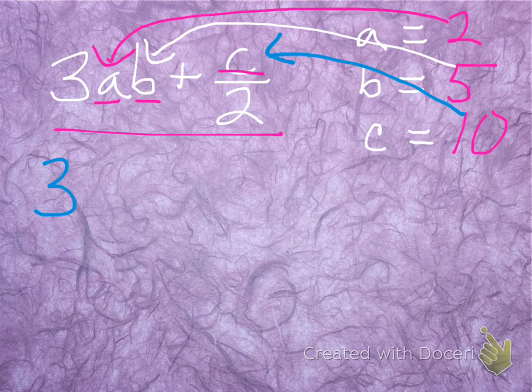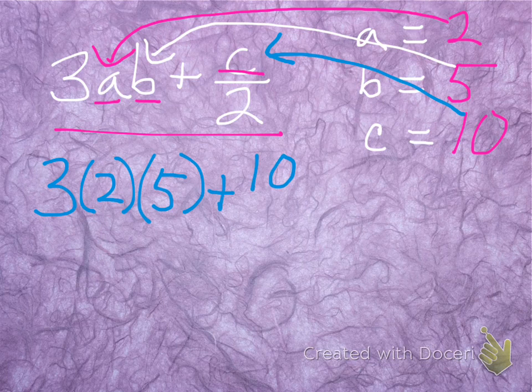So we get 3 times 2. I'm going to use parentheses to show multiplication. Times 5 plus 10 divided by 2. So that's all those numbers that Nolan just gave us. The 2, the 5, and the 10 plugged in.